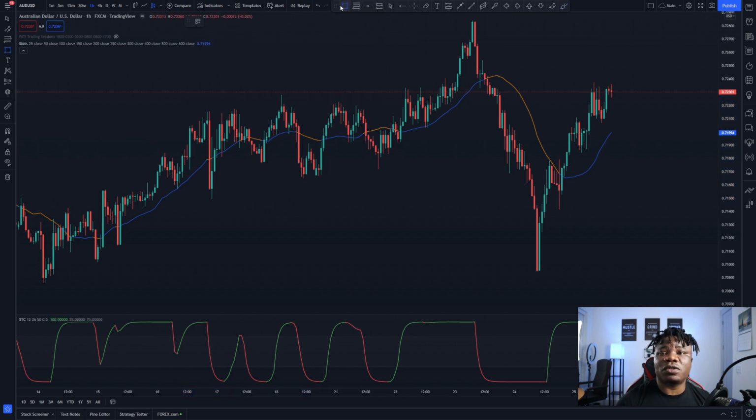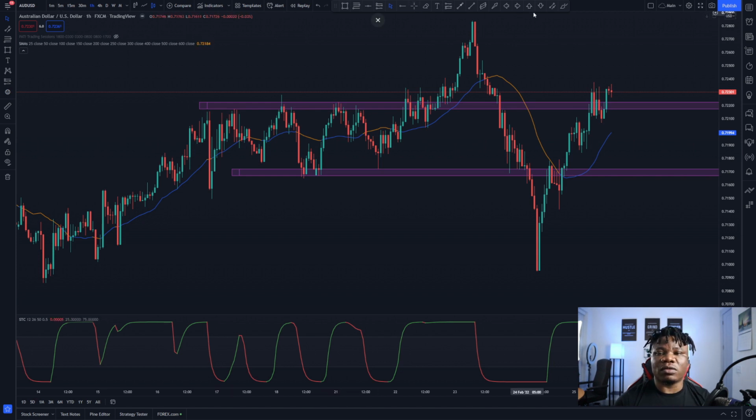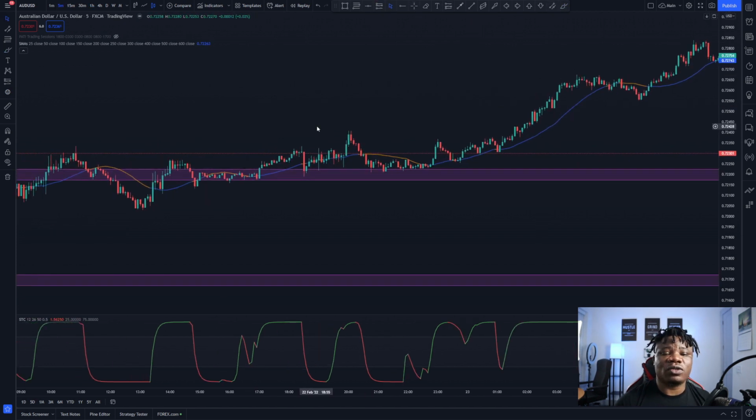So what we're going to do now, we look for our support zone here. We had a support zone right over here, and then we had our resistance zone here. That's our main focus. Now that we've identified our support and resistance zone, now we can go to the 5-minute time frame. We're going to put this in replay mode, and I'm going to show you guys where your entry is going to be using this strategy.